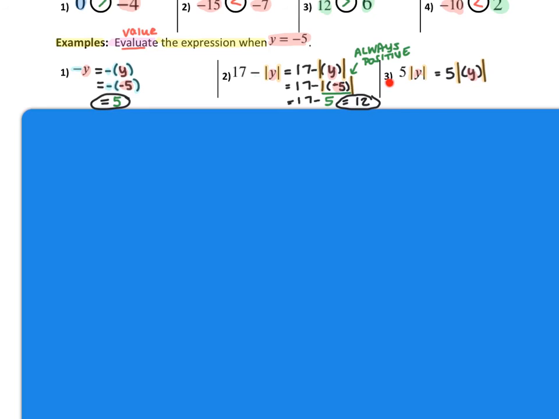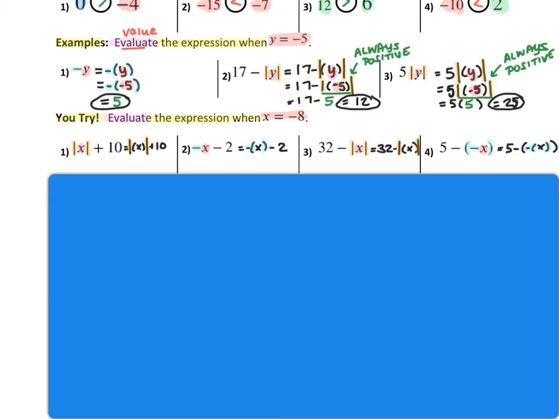Moving on to example 3, they're asking us to take 5 times the absolute value of y. So when we replace y with -5, we have 5 times the absolute value of -5. Remember, the absolute value of any number is always positive. So we get 5 times +5, which equals 25. So the answer to example 3 is 25. Use examples 1, 2, and 3 to help you complete the you-try problems 1, 2, 3, and 4.